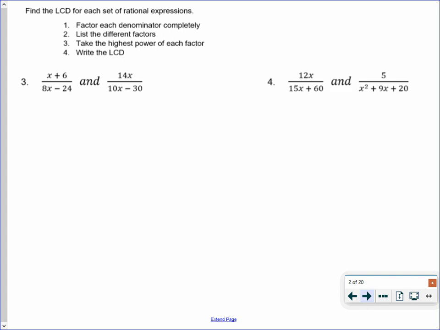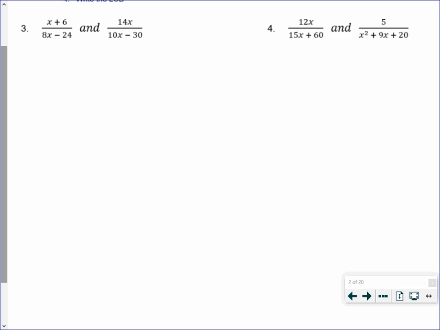For number 3, we're going to go about it the same way. We're going to factor out the denominator and then get the prime factorization of each constant term. So for number 3, we have x plus 6 all over 8x minus 24. We can factor out that 8. And when we do, we're left with an x minus 3. And that 8, the prime factorization of it is 2 times 2 times 2, or just 2 to the third.